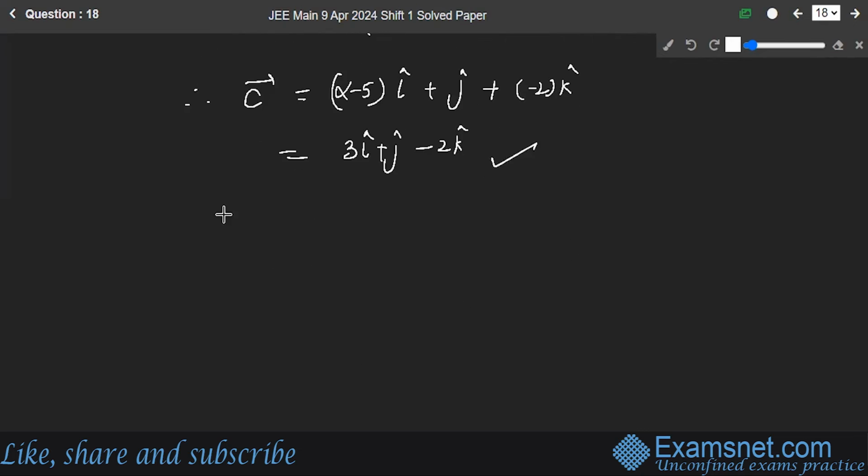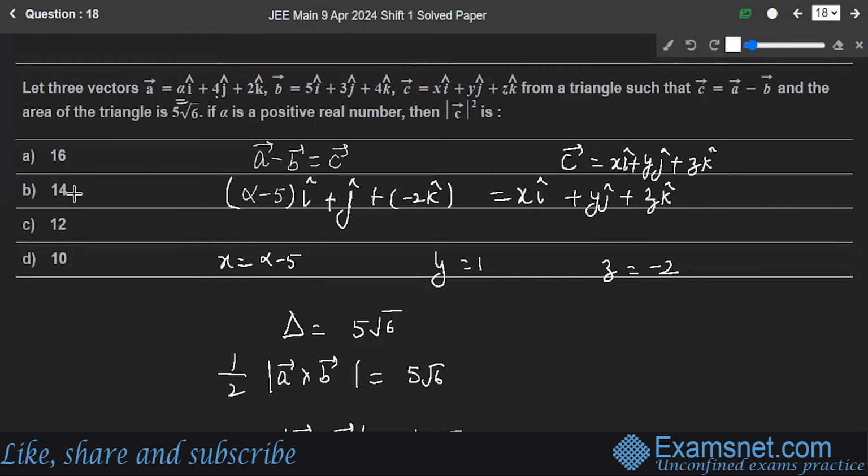This is the C vector and the magnitude of C vector, or the square of it, will be given by 3 square, 1 square and minus 2 square: 9, 1 and 4. The answer is 14. So this is the right answer to the question, option B. Hope you got that. Let's move to the next question.